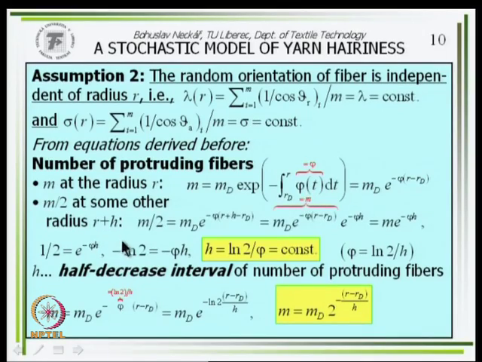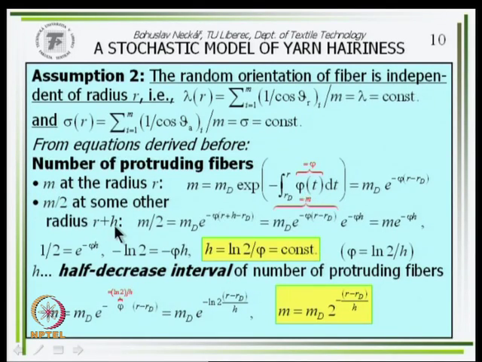Yeah, on radius r, the number of protruding fibers is m. In another, higher radius, the number of protruding fibers is 1/2 of this earlier quantity m. This higher radius is some radius r plus h. So h is some distance in the radius. So on radius r there are m protruding fibers.